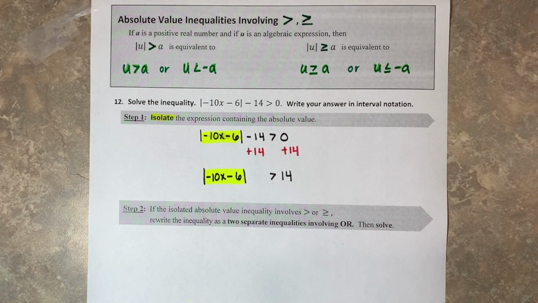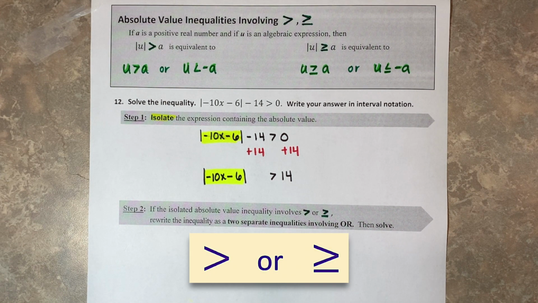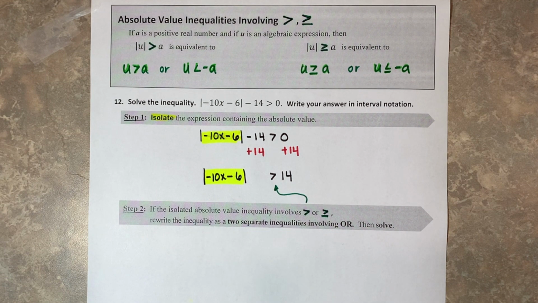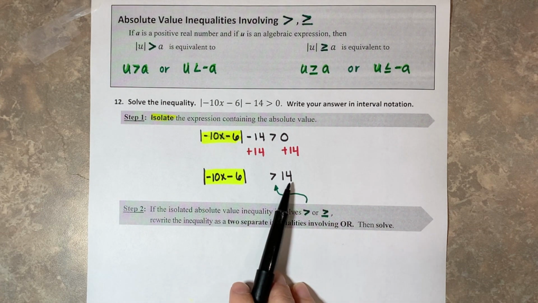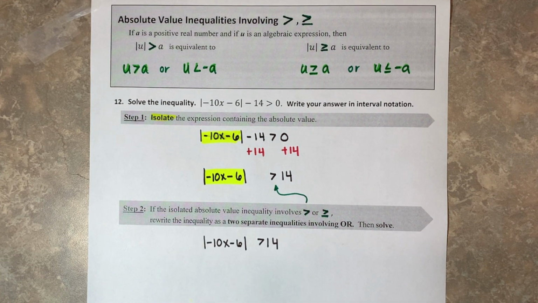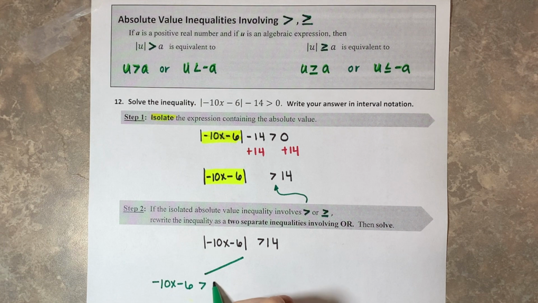Now let's move on to step 2. If the isolated absolute value inequality involves a greater than or equal to symbol, which is the case here, then we're going to rewrite the inequality as two separate inequalities involving or. So I'll start by copying down this isolated absolute value inequality. Now, we're going to write two separate inequalities involving or. The first inequality is the easiest to write. You just copy this down exactly, but remove the absolute value symbols. That will give us negative 10x minus 6 is greater than 14.